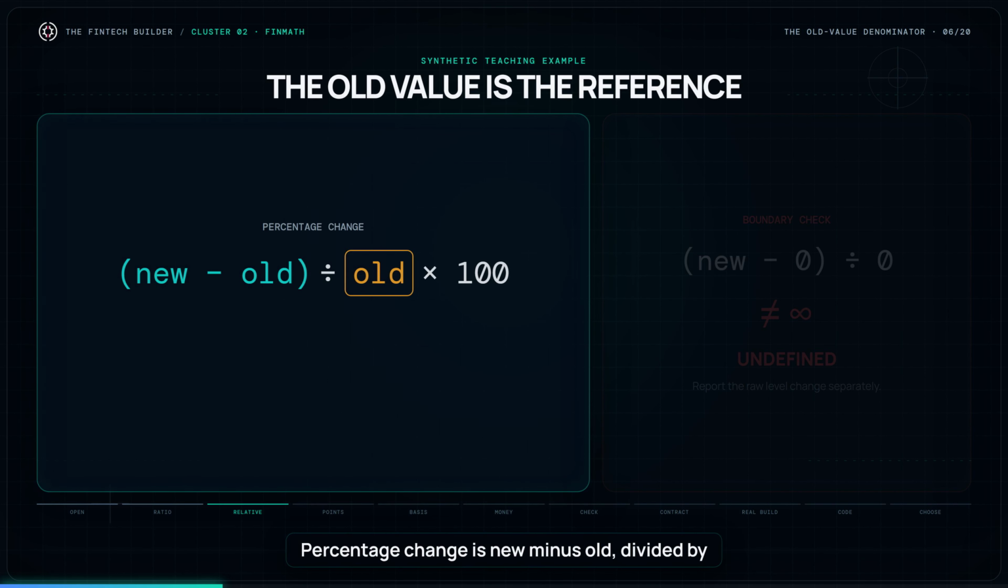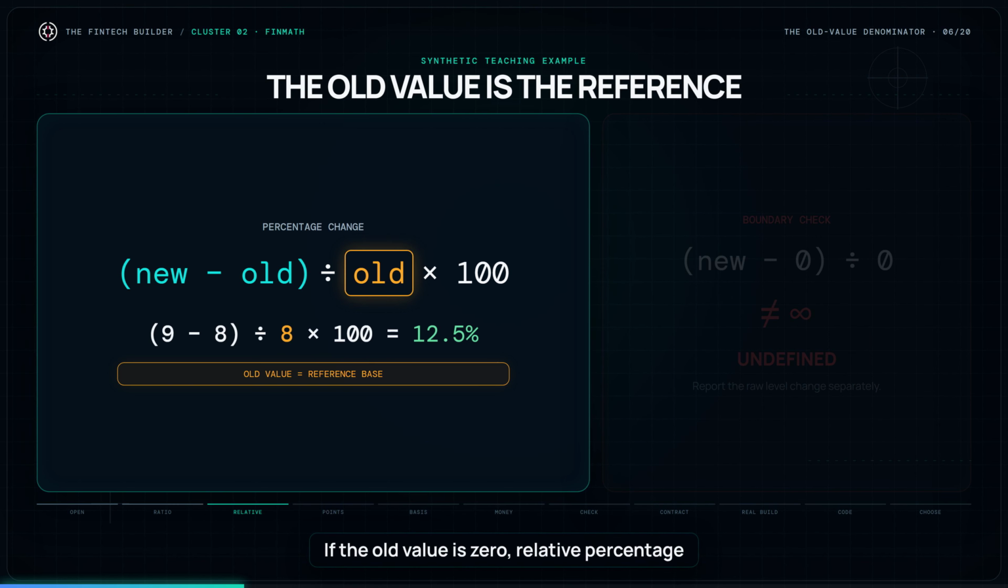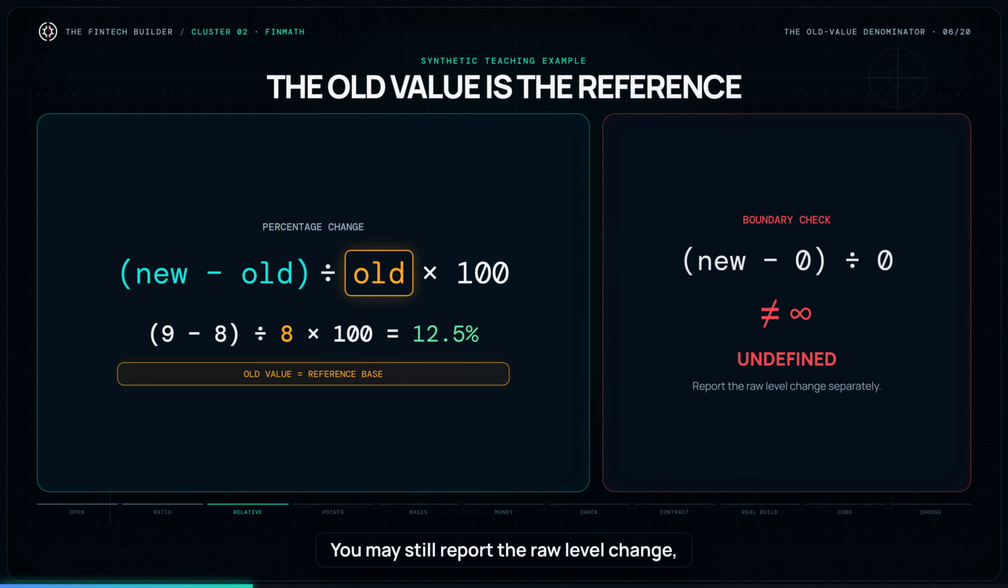Percentage change is new minus old, divided by old, multiplied by 100. The old value is the denominator because it is the reference base. If the old value is 0, relative percentage change is undefined. You may still report the raw level change, but do not display infinity as though the calculator discovered another dimension.